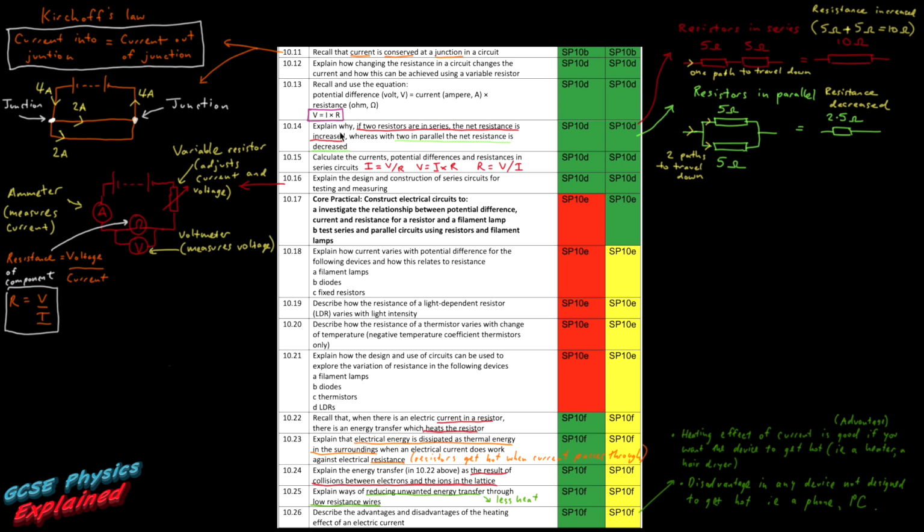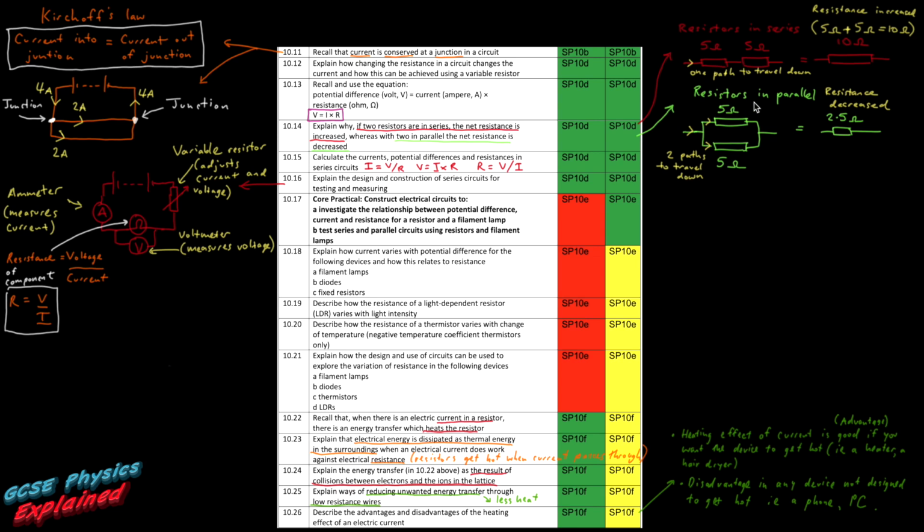10.14. Explain why, if two resistors are in series, so that means one after the other, the net resistance is increased, whereas with two resistors in parallel, the net resistance is decreased. So if you've got resistors in series, there's only one path for the current to travel down, so the current needs to go through both resistors. So 5 ohms and 5 ohms would act like a 10 ohm resistor. You just add them together.